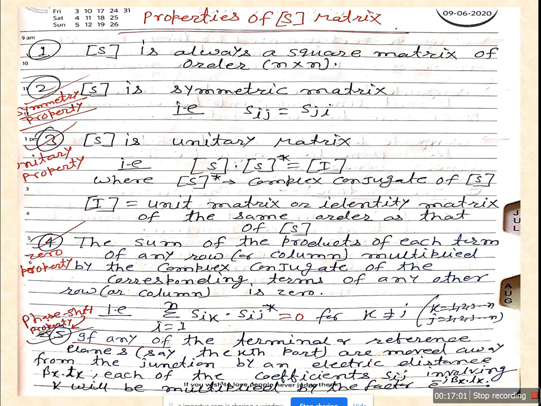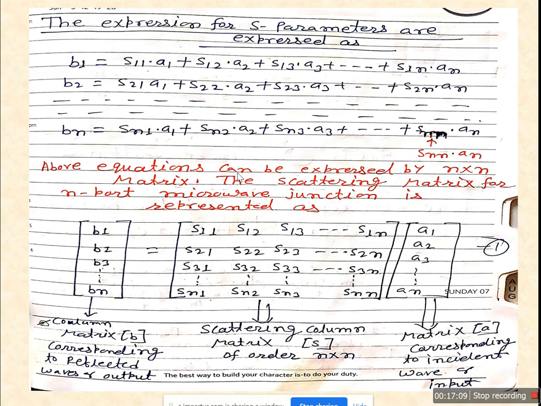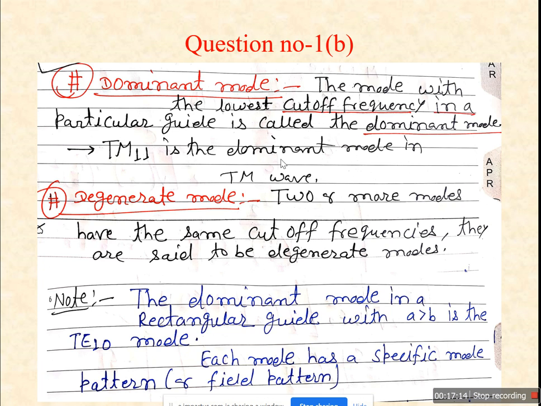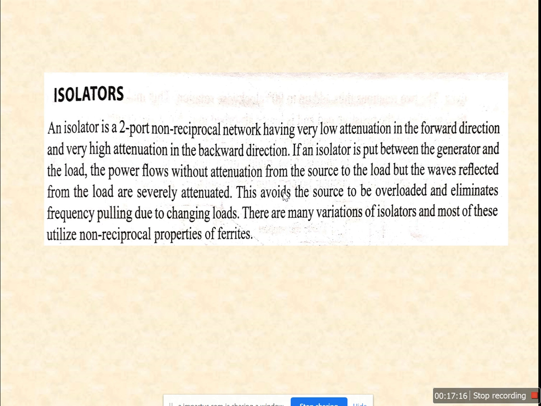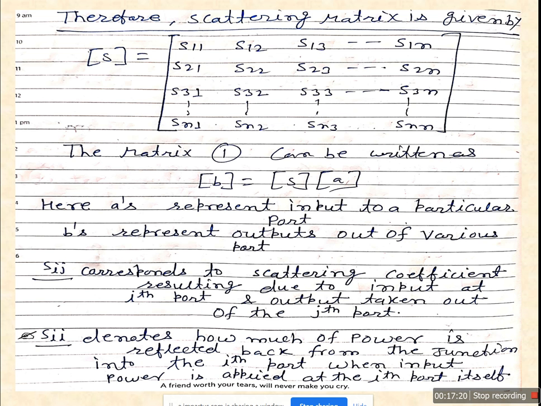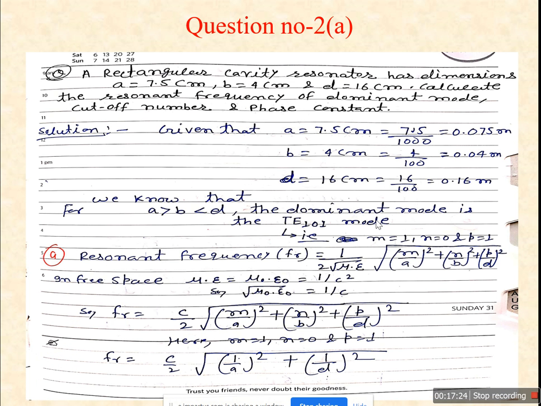Second, the difference between a circulator and an isolator. Third, properties, and one of the questions related to the dominant mode, and what the dominant mode is, which depends upon the dimensions. So let's move to the 3 marks questions, Section B.